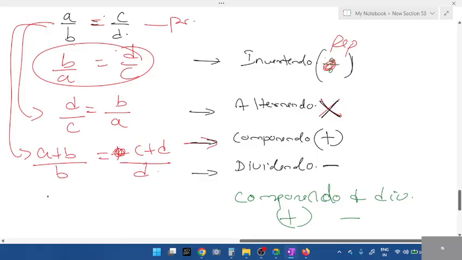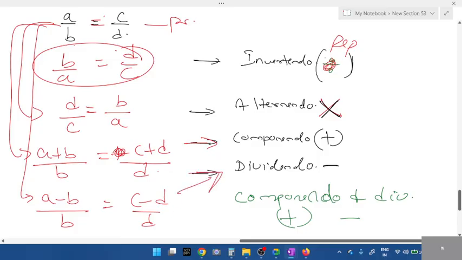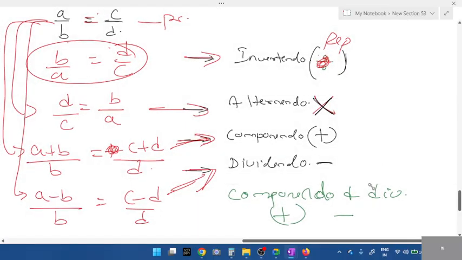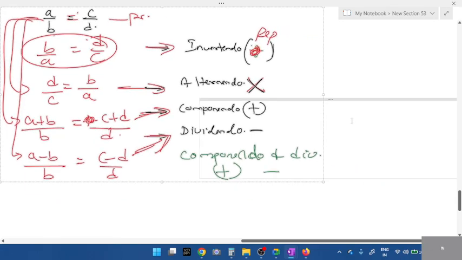Dividendo is subtraction. A minus B, take the same concept. A minus B divided by B equals C minus D divided by D. This is dividendo. So the first 4 are not that important. The last one is the most important part: componendo and dividendo.